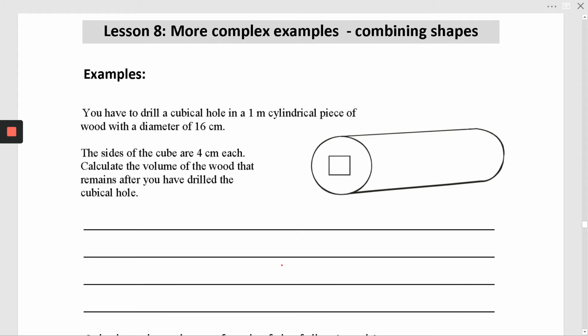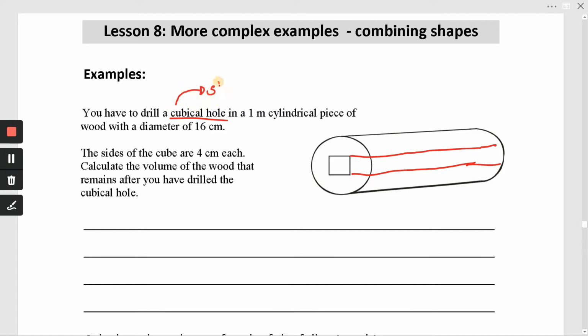Okay, so here we have to drill a cubical hole, but it's not really going to be a cube, is it? Because if we were going to drill a hole all the way through, it would need to go all the way through till the end of this particular piece of wood. So that's a little bit confusing. But the actual shape is going to be a rectangular prism. Okay, that's quite tricky to get our heads around.